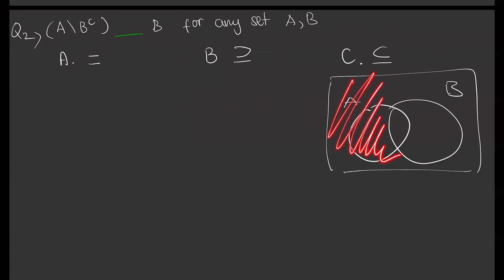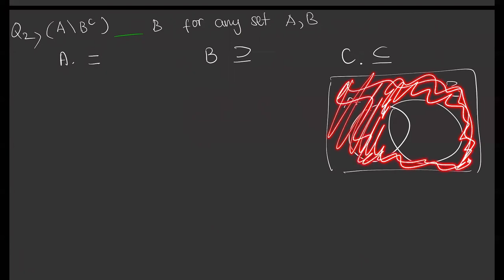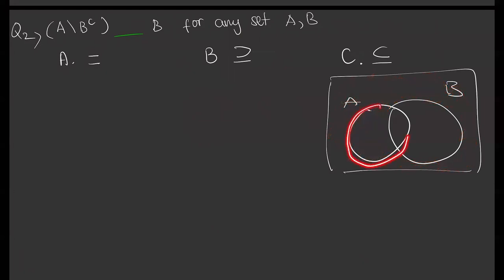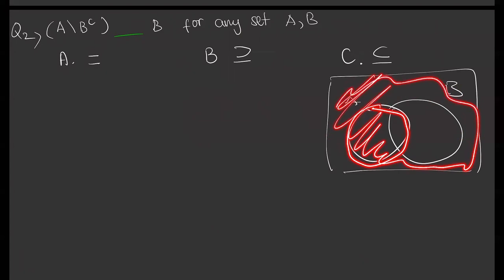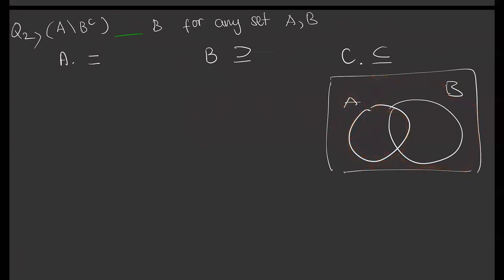B complement in this part, right? So every part that doesn't have B is actually B complement. And I want A that does not have B complement. So the part that I want is actually this set. And this set is in B, right?